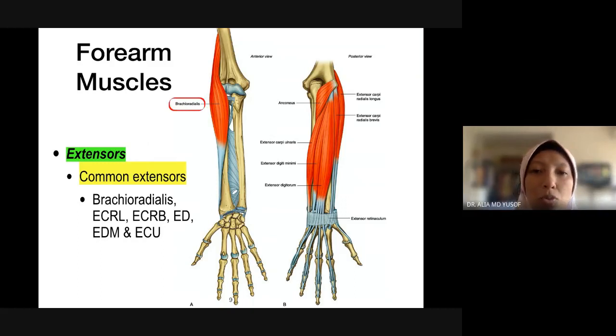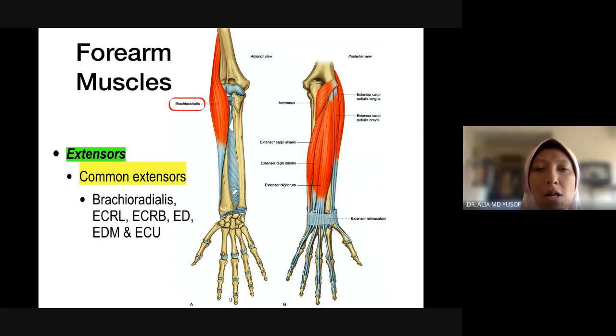Ya, kita tengok satu-satu. Apakah muscle-nya? Number one, brachioradialis muscle. Walaupun brachioradialis muscle ini tidak originate daripada lateral epicondyle of the humerus, it does help in wrist extension. And it also helps in radial deviation when it works together with flexor carpi radialis muscle.